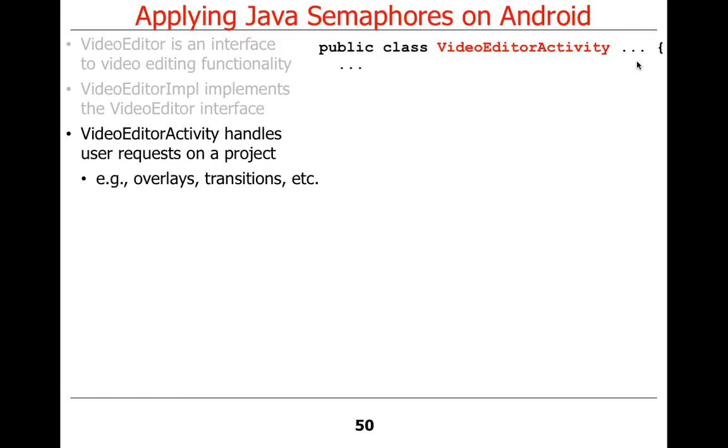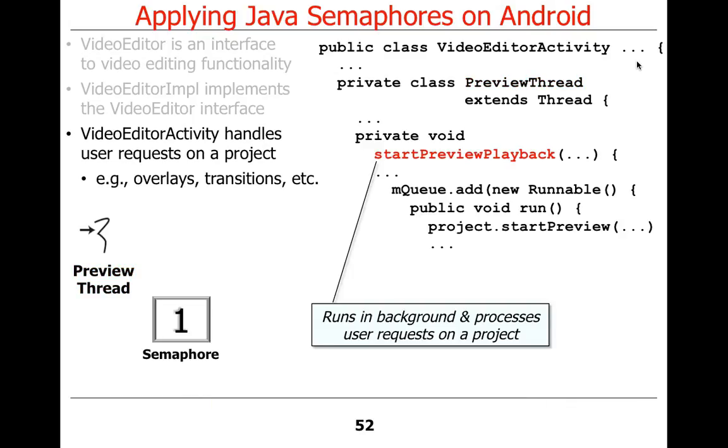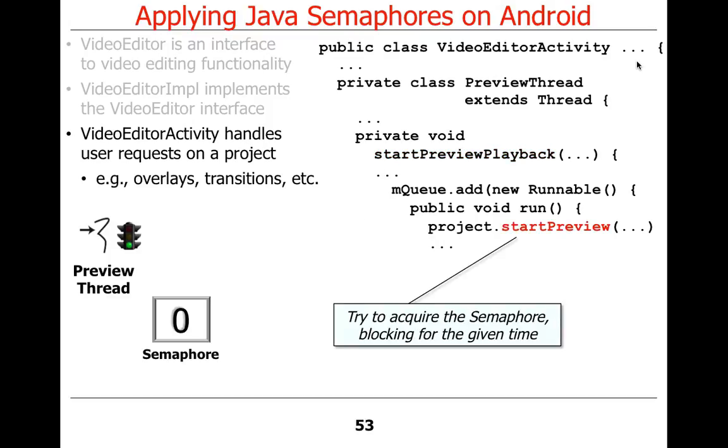That's handled by a video editor activity, which handles requests on a project, overlays, transitions, and so on. It has a thread called a preview thread, which extends thread. When it starts up, the semaphore is set to 1, which means it's unlocked. So when someone hits the start preview playback button, that runs in the background and processes user requests on a project. It adds the requests to this queue, and it calls start preview. That start preview method we just saw locks the semaphore, decrementing it by 1. If it is blocked, in other words, if there's a preview going on, it'll wait its turn in order.